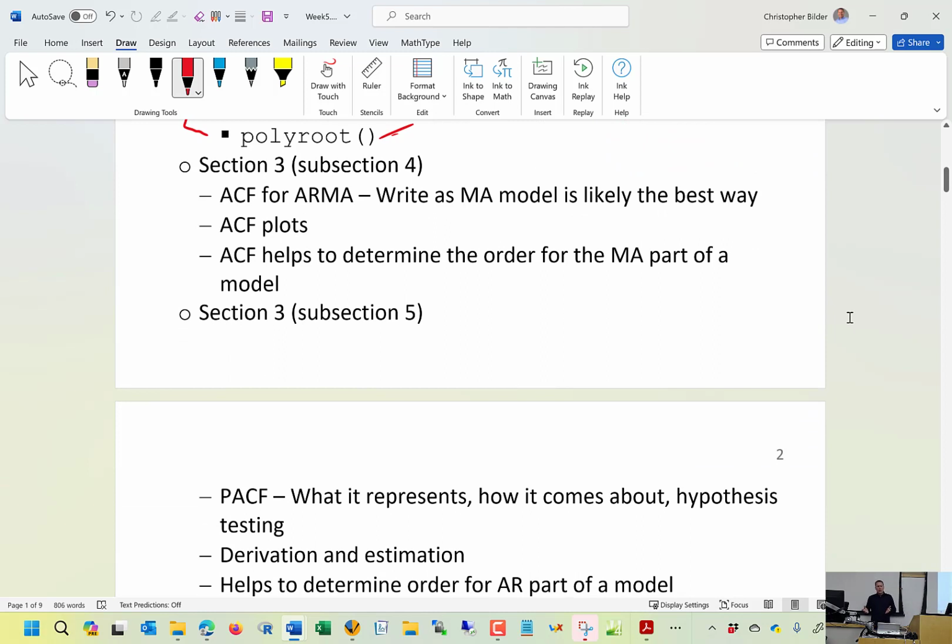Then in subsection 4, we looked at how we can find the ACF for an ARMA model. You've seen a number of different ways to do this. My favorite way is to simply rewrite everything as an infinite order moving average and then go from there. We looked at some plots of what these ARMA models would look like in terms of the ACF, and how the ACF can help determine the order for the moving average part of your model.